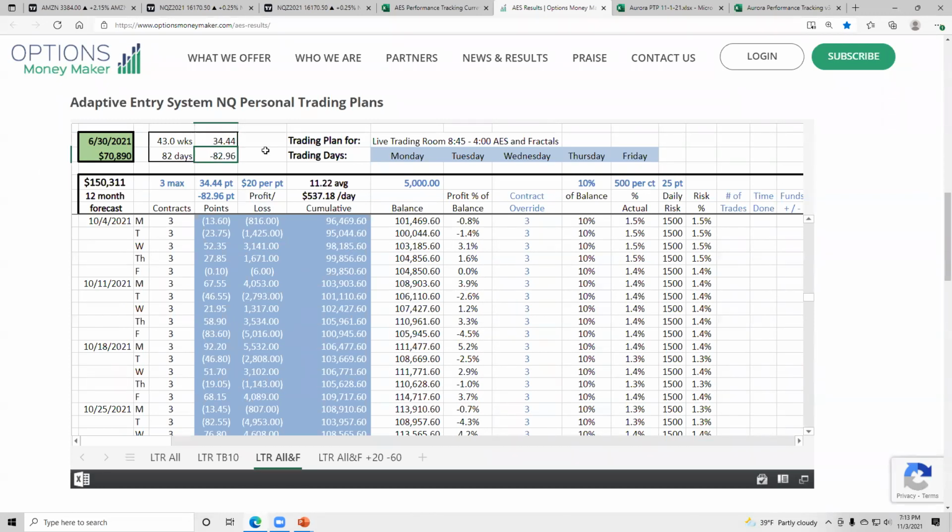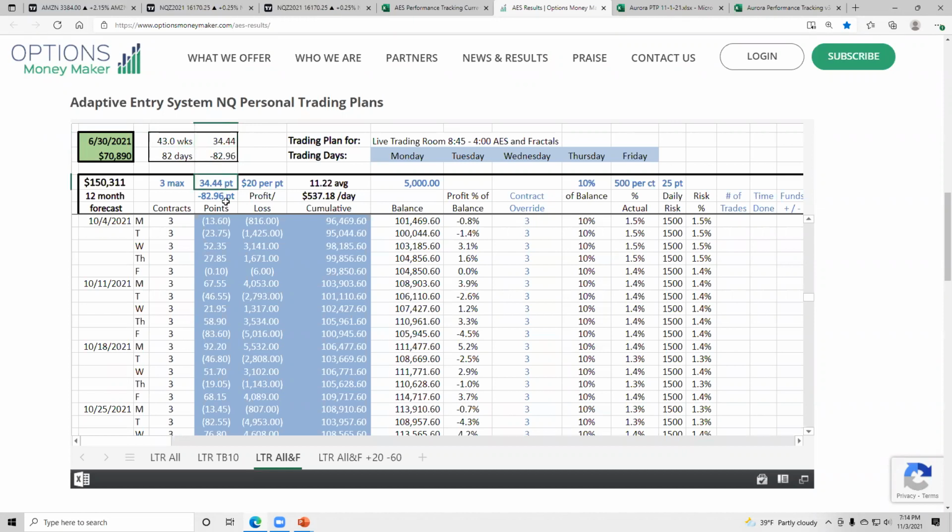I was talking to somebody the other day and they were quite alarmed at how much bigger the losing day was than the winning day. But this is tracking out of 43 weeks that we have in this 12-month personal trading plan. There have been 82 losing days. So we have far fewer losing days than we have winning days. And we're taking into account the loss of the losing days as well as the gain on the winning days.